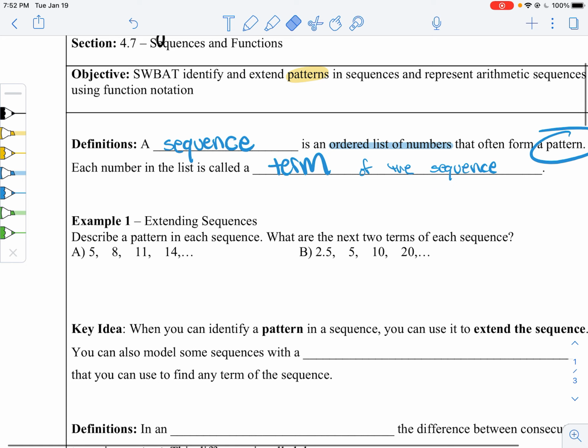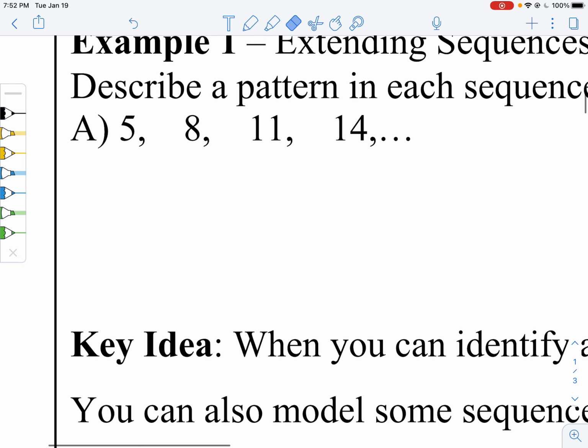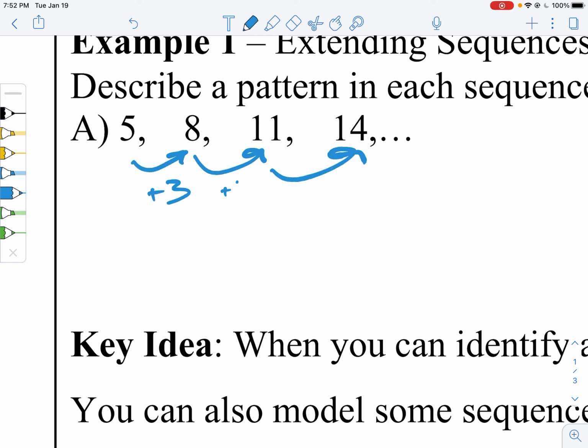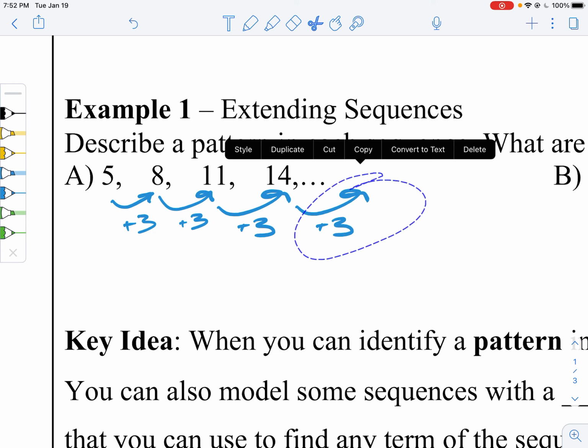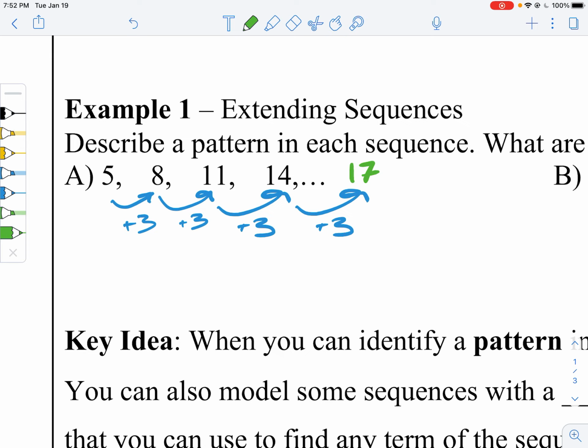Okay, cool. So we're going to describe a pattern. What are the next 2 terms of each sequence? Well, when we look at our first one, example A, I noticed that the change here, we have a difference each time: we add 3, add 3, add 3. So once we figure out what that pattern is, we can figure out what comes next. So to add 3, 14 plus 3 is in fact 17. Also notice that terms are separated by commas. That's very important. Separate your terms with commas. And then we add 1 more plus 3, giving us a 20.